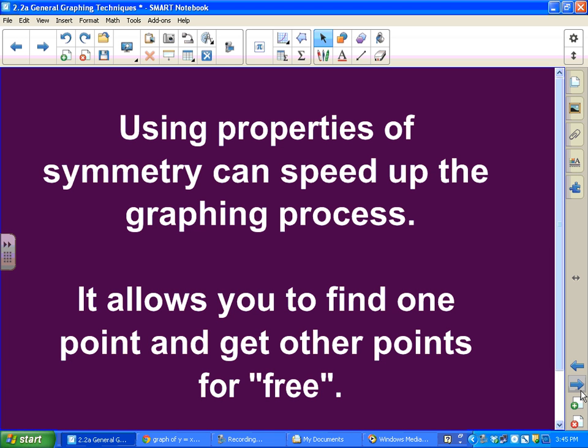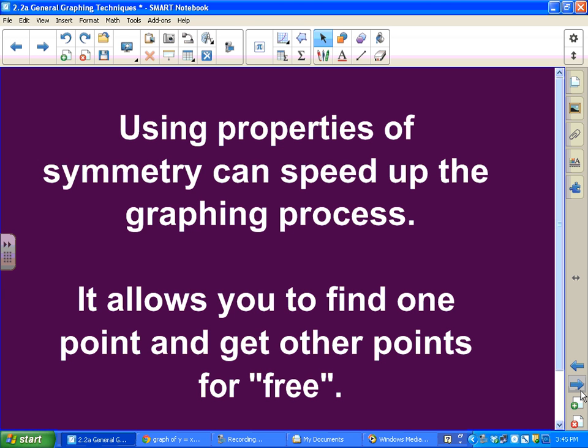So why are we learning about symmetry? Well, think about what it's like to graph. If you had to make a table of values and plug in an x value and find out what the y value would be, and you had to create a picture of a complicated equation, it might take a cumbersome amount of time to plug in a bunch of values and get their outputs. So to find all the solutions for the equation could be cumbersome or tedious.